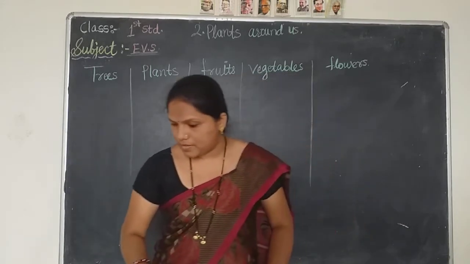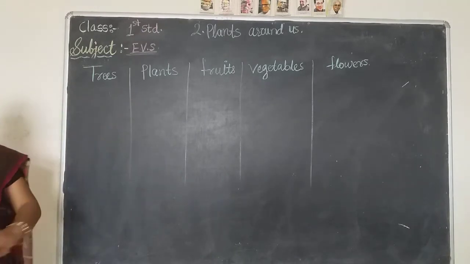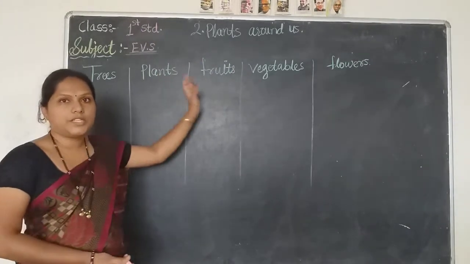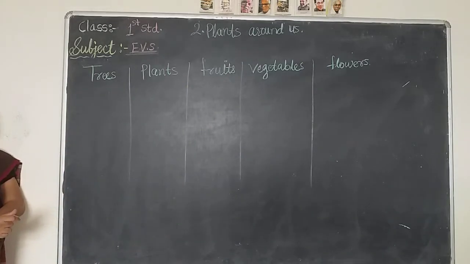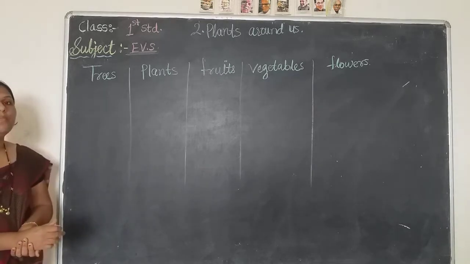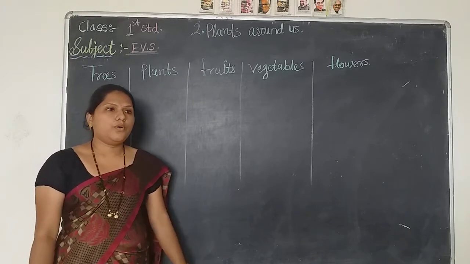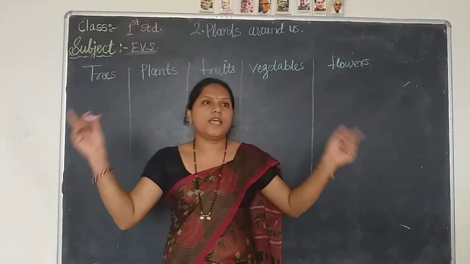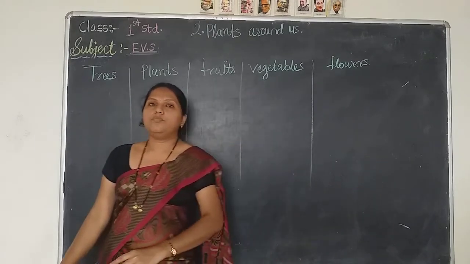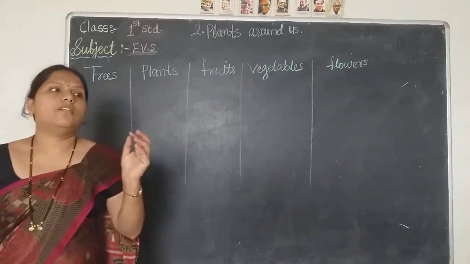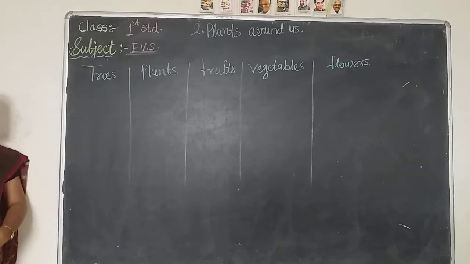So I will write here some different types of trees, plants, fruits, vegetables. It all comes in plants, trees. Okay, so tell me the different names of trees. Do you know the trees? Trees are big in size and shape, and plants are small. There are different sizes, different shapes of trees also. Some trees are dark in color, some are parrot green colors. Okay, so trees are big in size and shape.